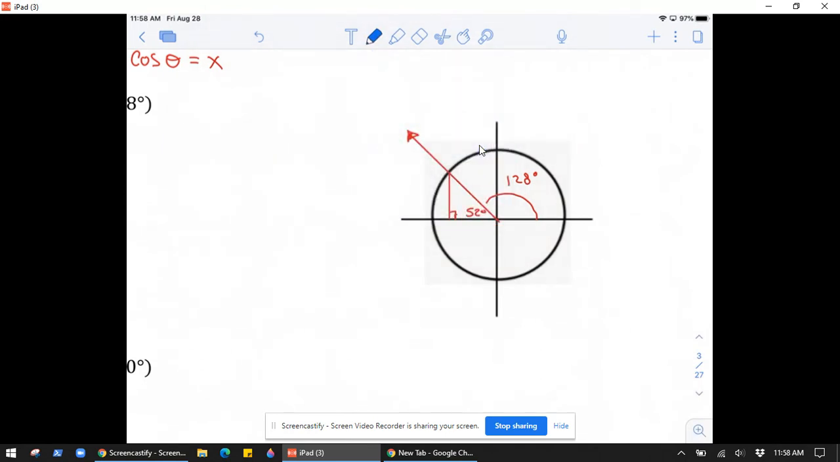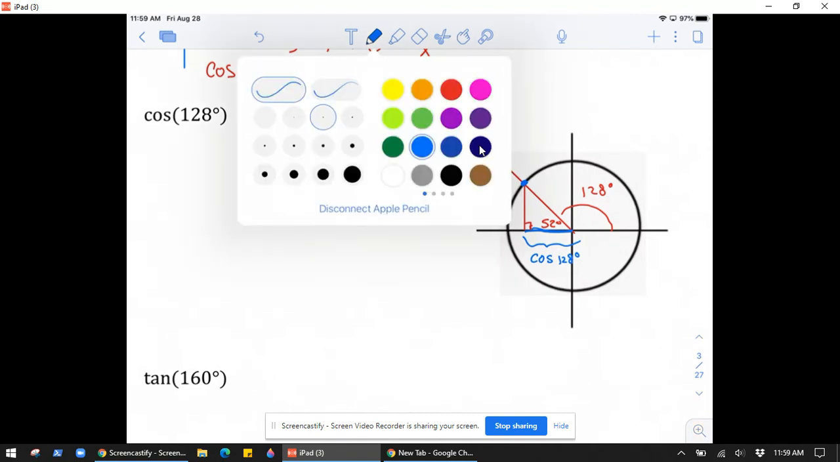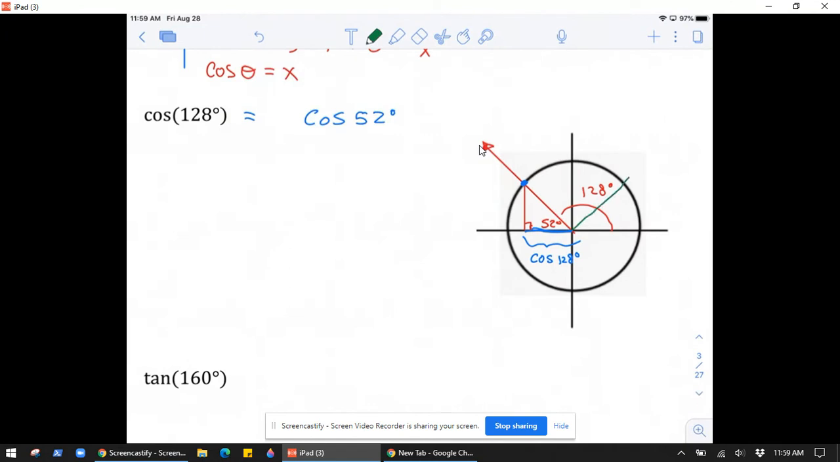So the cosine of 128 degrees is the x-coordinate of this point. That length right here is a negative x-coordinate. If I want to express it in terms of a reference angle, I can't write just positive. I can't say that that's the same as the cosine of 52 degrees, because 52 degrees specifically lands in quadrant 1. So 52 degrees would look like this. That's 52 degrees.